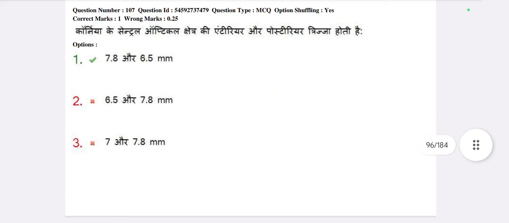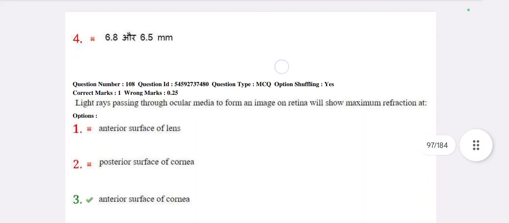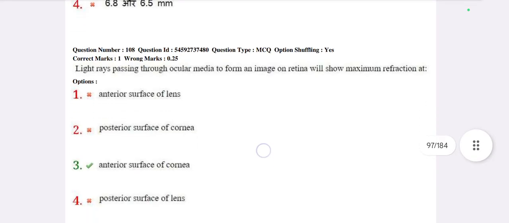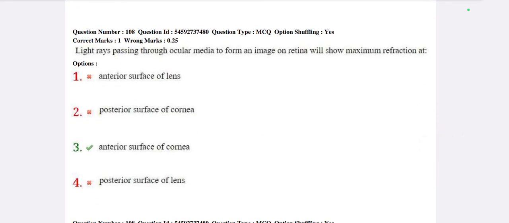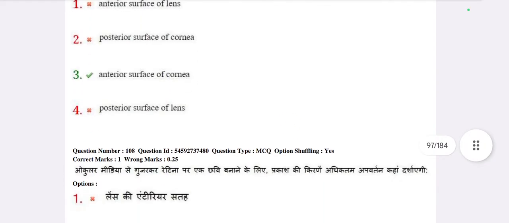Next question, friends. Light rays passing through ocular media to form an image on the retina will show maximum refraction at. First option is anterior surface of lens, second posterior surface of cornea, third anterior surface of cornea, fourth posterior surface of lens. Correct answer is anterior surface of cornea.